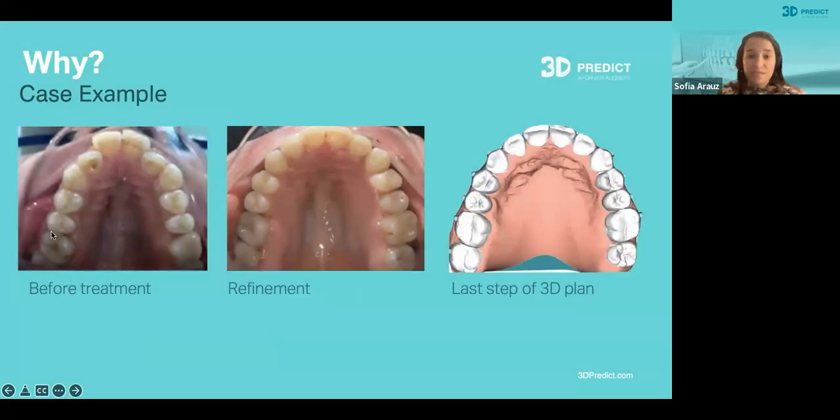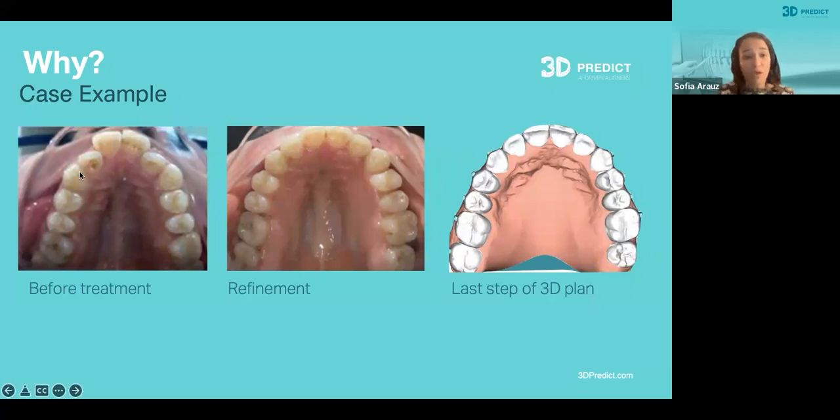So let's take a look at this case example. We can see at the end of treatment that the spaces between the upper left premolars are still there. So there's a refinement. You can see here compared to the 3D plan. In this case, taking these pictures helped the communication with the patient, because patients obviously are not going to know the spaces are still there. They might notice, they might not notice if the space is small enough.